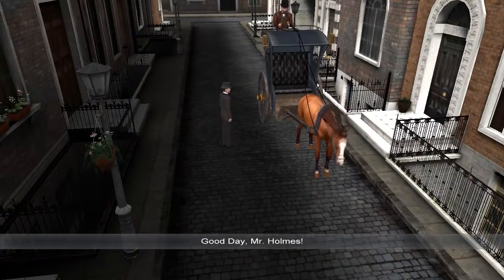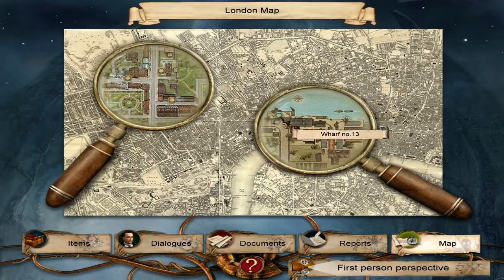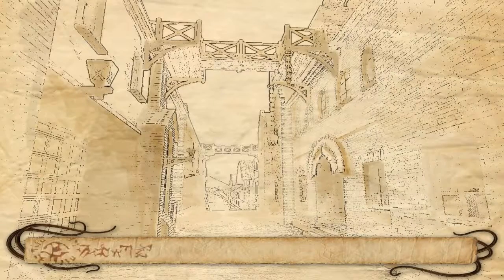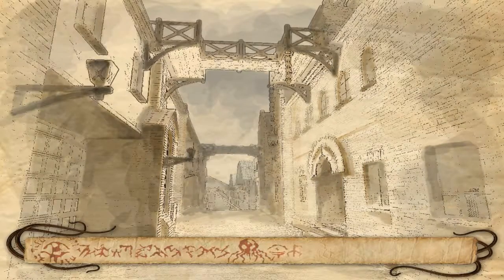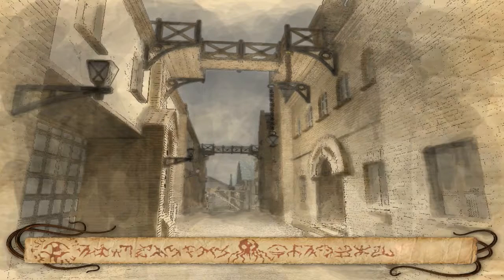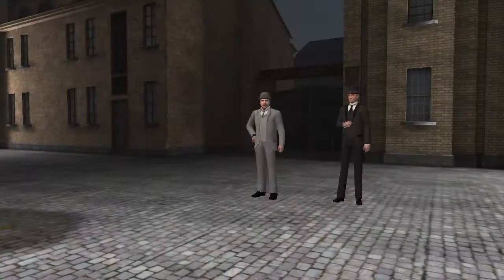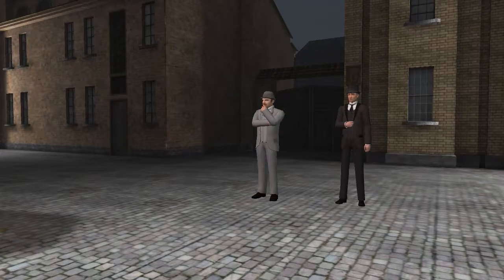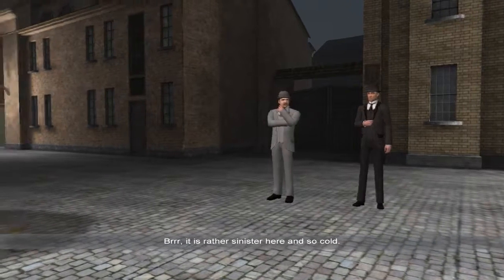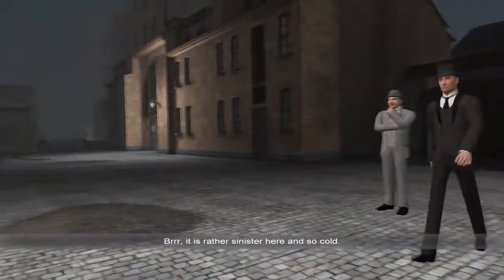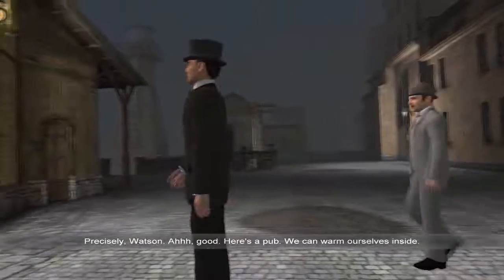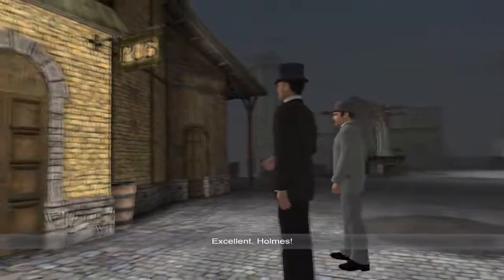Good day, Mr. Holmes. Let's go. The wharf. Why did we come here, Holmes? Sightseeing. Brr, it's rather sinister here, and so cold. That's a very convincing shiver. Precisely, Watson. Ah, good. Here's a pub. We can warm ourselves inside. Oh, convenient. Excellent, Holmes.